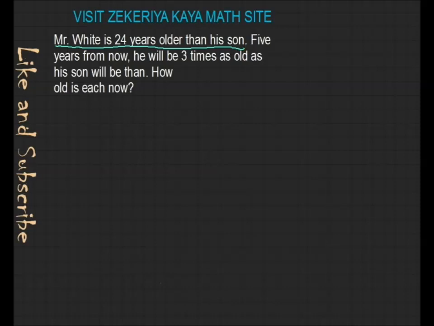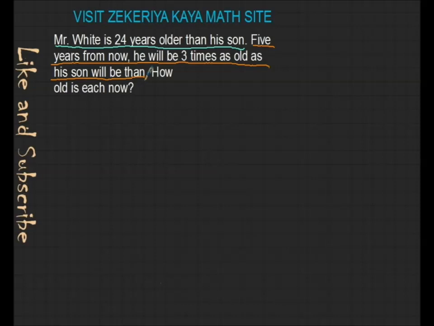Now, the second sentence says that 5 years from now he will be 3 times as old as his son. So, the second sentence gives us another connection about the future. The last sentence asks the question: find their ages. So, there are two different connections given. One of them is for present time, the other for 5 years from now. That means the other is about the future.